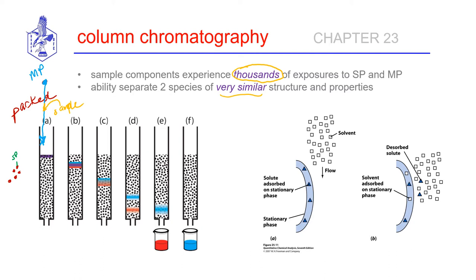The critical thing to recognize is as the mobile phase carries the sample over the packed column, okay, every time my little sample molecule has the opportunity to interact with the stationary phase, okay, that's one exposure. And then it comes back out and it flows down and then it goes back in. Okay, then it moves on to the next particle. So the huge difference between column chromatography and the simpler forms is the large number of exposures and the powerful capacity to separate compounds of very similar structure and properties.